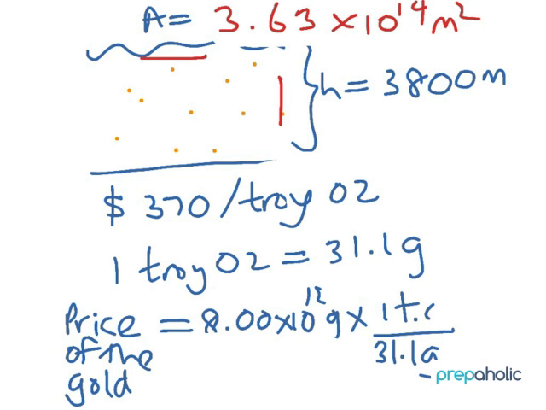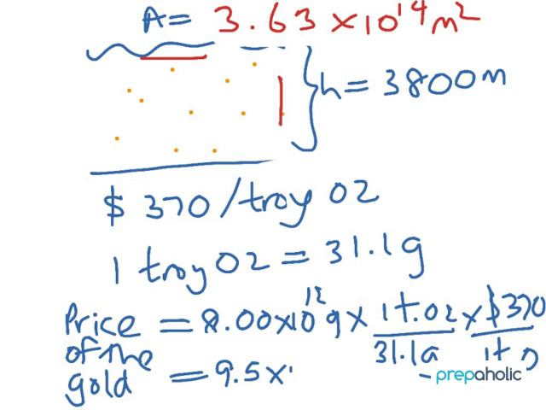Okay, so now our answer is in troy ounces, and we are told that 1 troy ounce is equal to $370. So once you solve this, you will find that the answer is equal to 9.5 into 10 to the power 13. So that's going to be the amount of dollars that you will get. You will become a millionaire. That's amazing. So that is the answer.